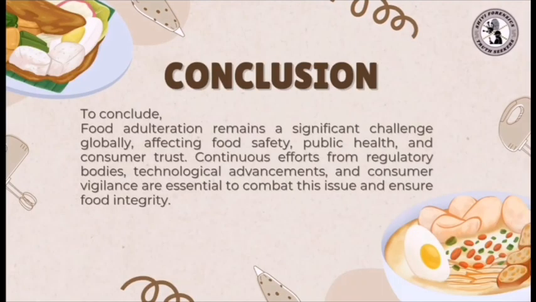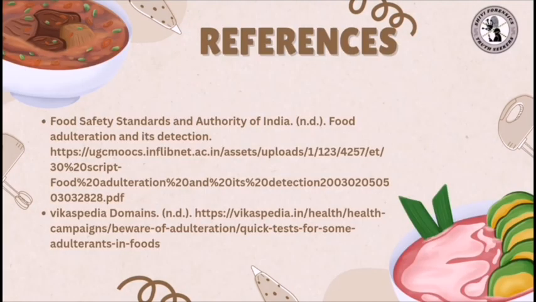To conclude, we can say food adulteration remains a significant challenge globally, affecting the food safety, public health and consumer trust. Continuous efforts from the regulatory bodies, technological advancements and consumer vigilance are essential to combat this issue and ensure food integrity. If you want to learn more about food adulteration, you can refer to these links for your references.